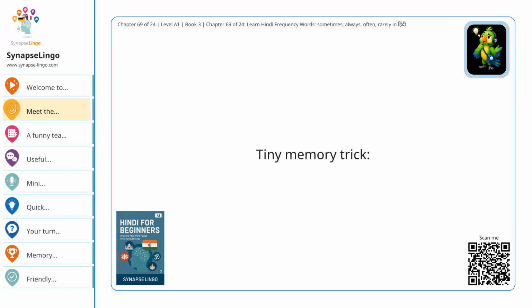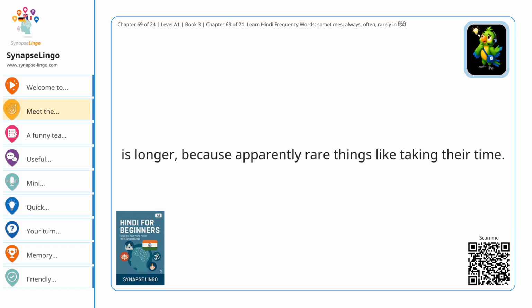शायद ही कभी. Tiny memory trick. कभी कभी sounds bouncy, so it feels occasional. हमेशा sounds steady, like a routine. अक्सर is short and frequent. शायद ही कभी is longer, because apparently rare things like taking their time.